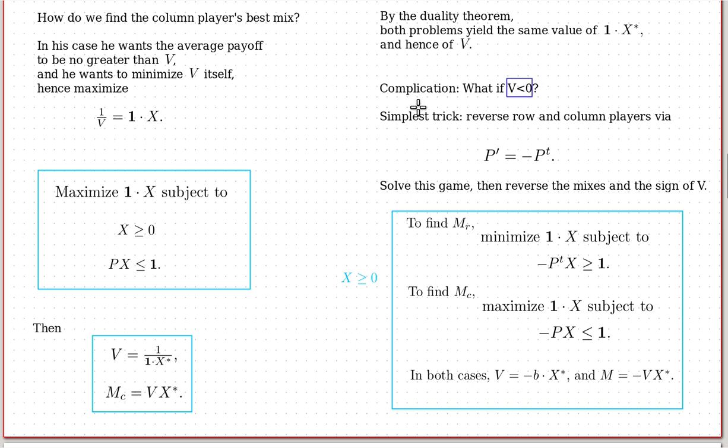Now this is an important result because it simplifies the problem a bit. Without the duality theorem, it would be possible that the maximum for the column player's problem would actually be less than the minimum for the row player's problem. And that would mean that the v you got for the column player could actually be greater than the v you got for the row player.